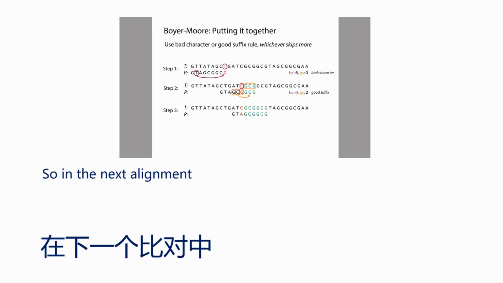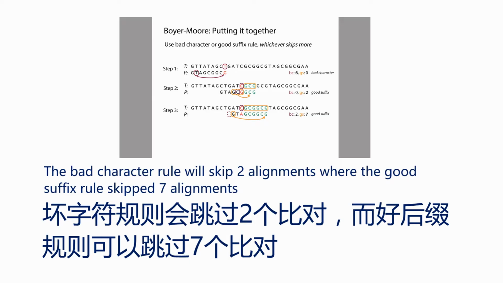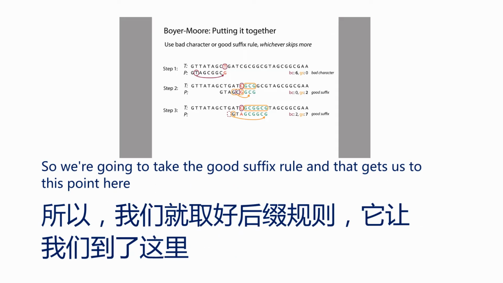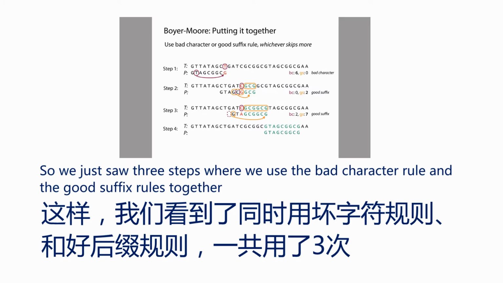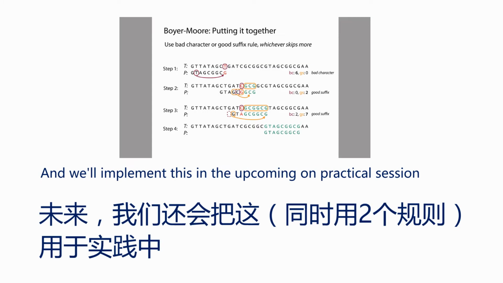So in the next alignment, the bad character rule will skip 2 alignments, where the good suffix rule will skip 7 alignments. So we're going to take the good suffix rule, and that gets us to this point here. We just saw 3 steps where we used the bad character rule and the good suffix rule together, and we'll implement this in the upcoming practical session.